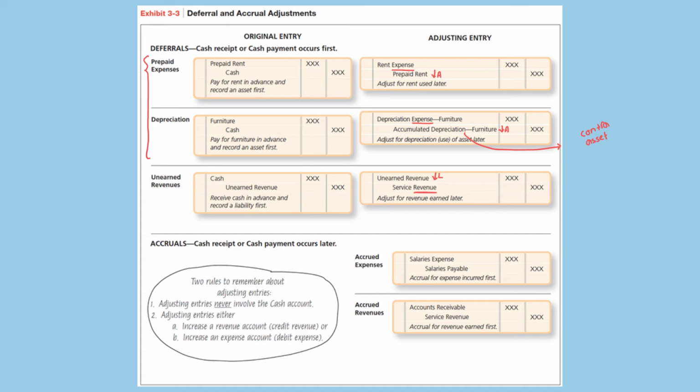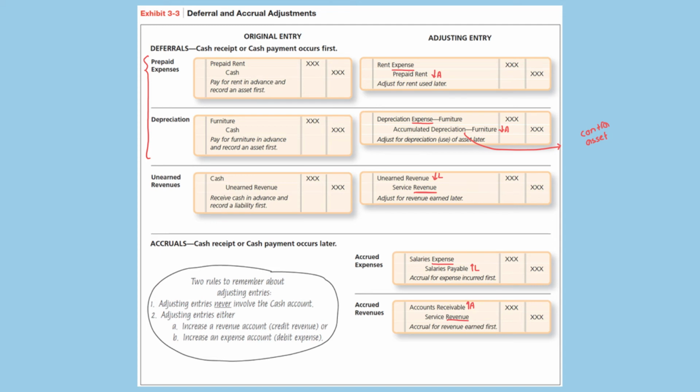Now, accruals. We have accrued expense and accrued revenue. For the accrued expense, it means the expense is incurred, but I did not pay yet. So I need to debit an expense account and I need to increase my liabilities on the credit side. For the accrued revenue, the revenue is earned, so I need to credit the revenue, but I did not receive cash yet. So I need to increase an asset account on the debit side, which is receivables.